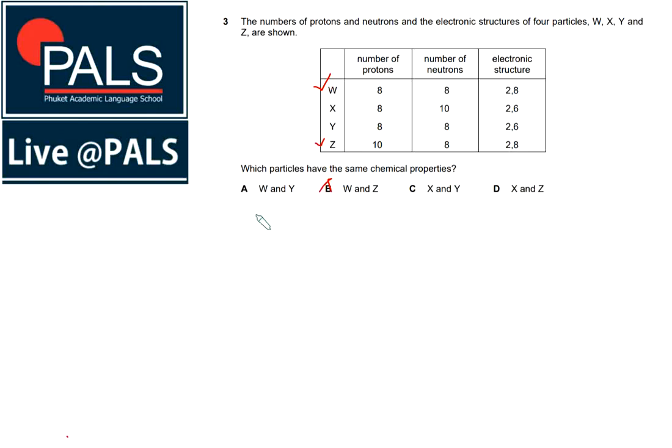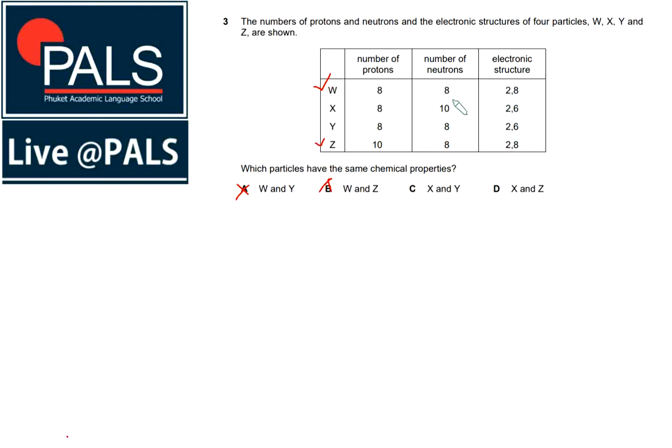For letter A, we have W and Y. W and Y have the same number of protons, the same neutrons, however, they have different electronic structure, so we will remove that one. For letter C, X and Y, we have the same number of protons, different number of neutrons, however, they have also the same electronic structure.